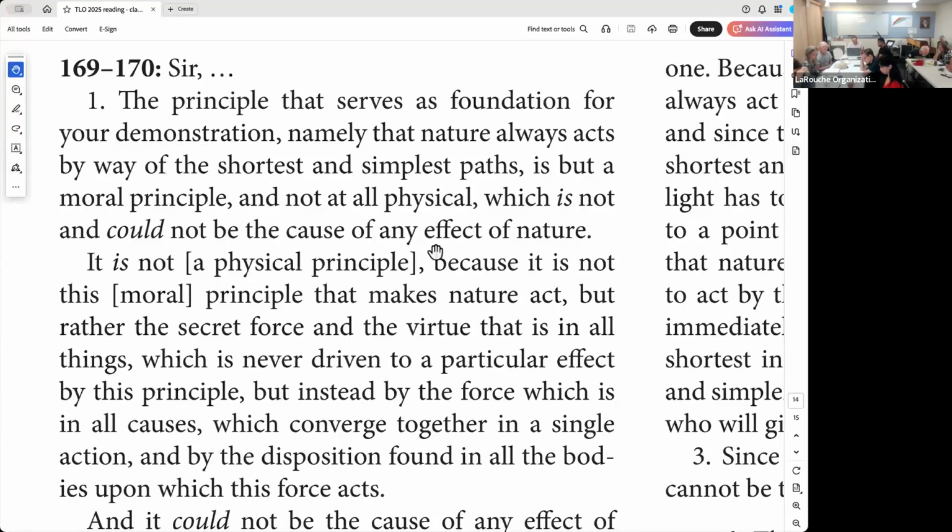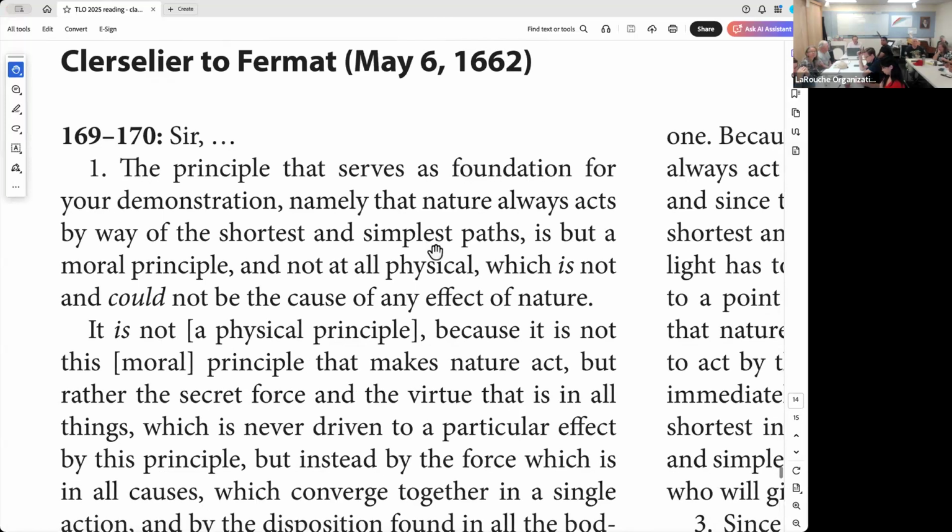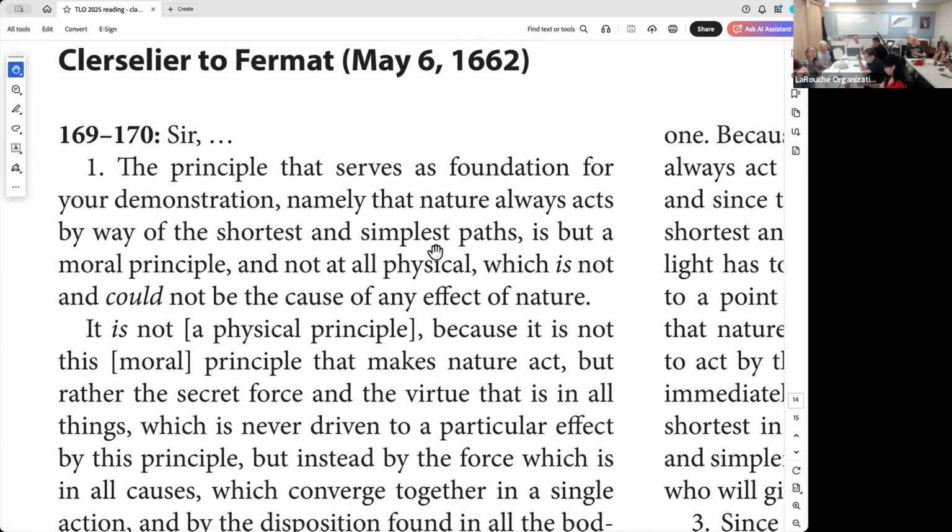Okay. Not everyone liked what Fermat had to say. So would someone on Zoom please volunteer to read a short response from Claude Clerselier? Clerselier was essentially Descartes' intellectual heir. Descartes was dead by this time, and he was compiling the collected works of Descartes and so forth, and of course defending Descartes against anyone who thought that there was anything he didn't know.